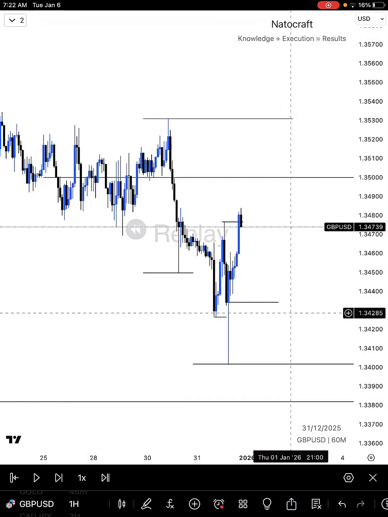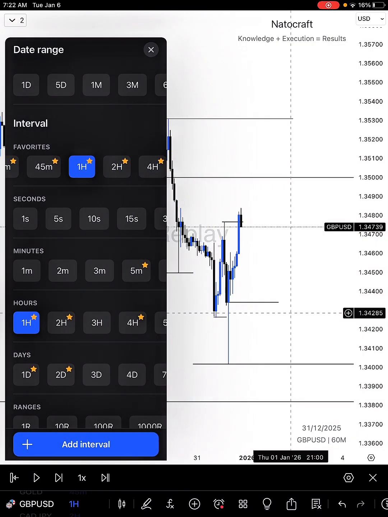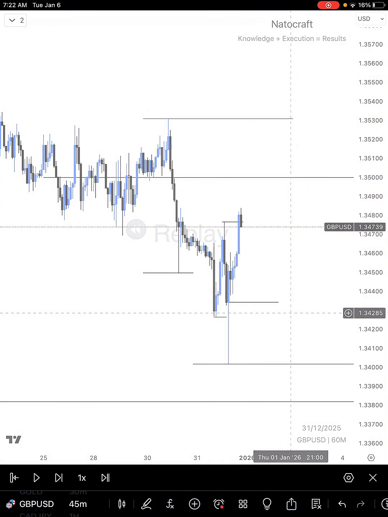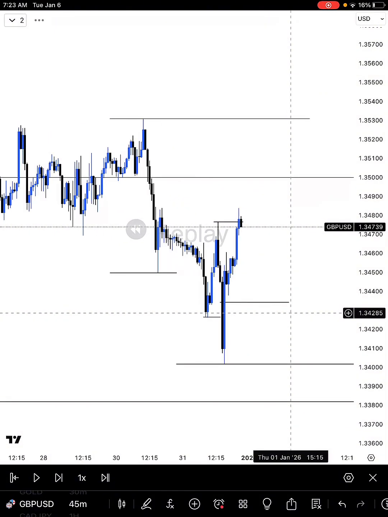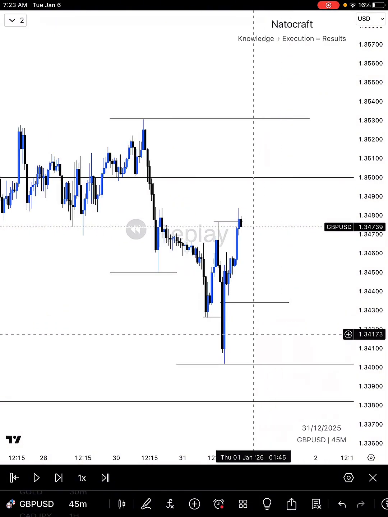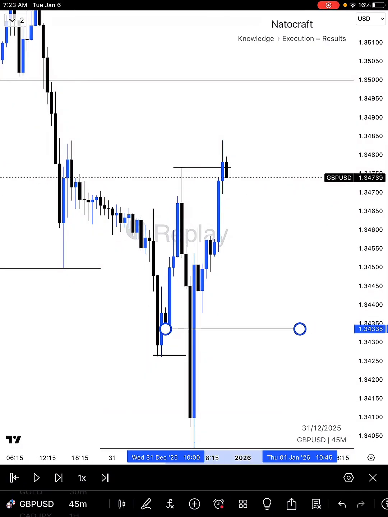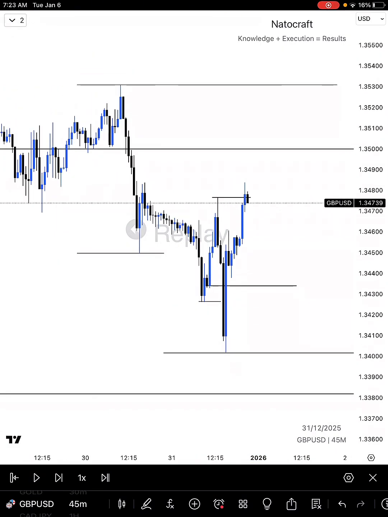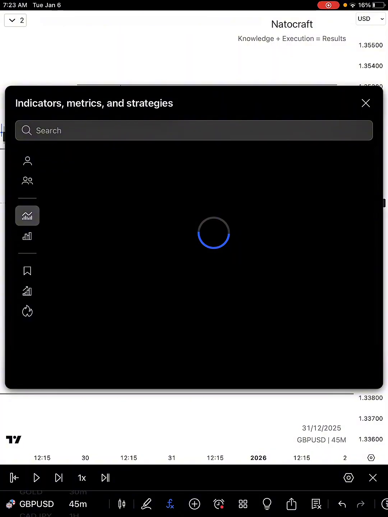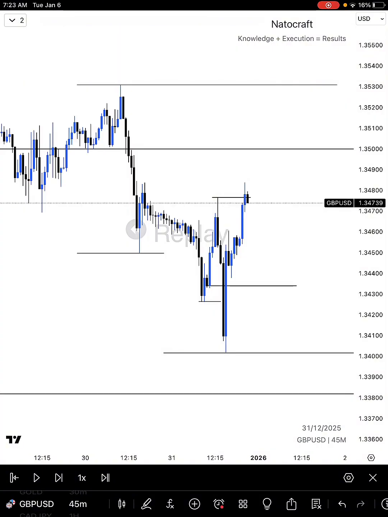So I went down to the 45 minutes time frame to see if I can even refine it. On the 45 minutes time frame, as you can see, we have this QM right here. This was the QM I used to take this GBPUSD trade, taking this as our inducement.